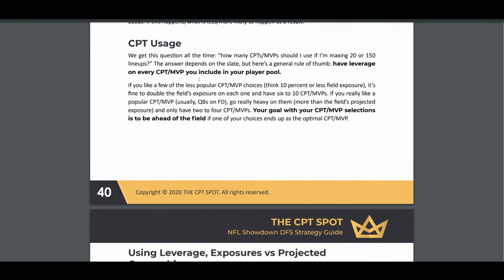Captain usage. And as I said 4 years ago, we get this question all the time. So there you go. This is the number one rule. Again, we have those frameworks in the daily plug that make it really easy. I need to do this, this, this. I will build a profitable small field lineup. How many captains or MVPs do I use? It goes back to this rule. Have leverage on every captain MVP you include in your player pool. What does that mean? Read this really quickly. If you like a few of the less popular captain MVP choices, like tonight, you like Shaheed, like Olave, like Carr, try to double the amount that the field has in your own personal lineups.